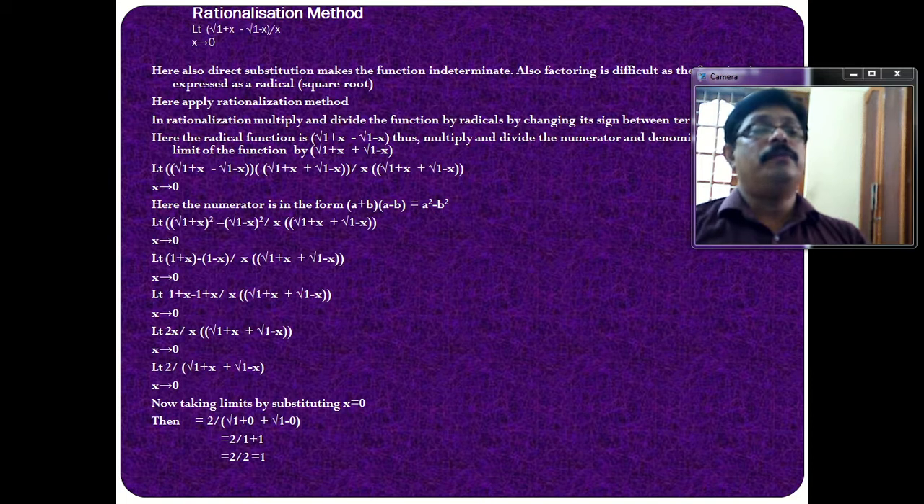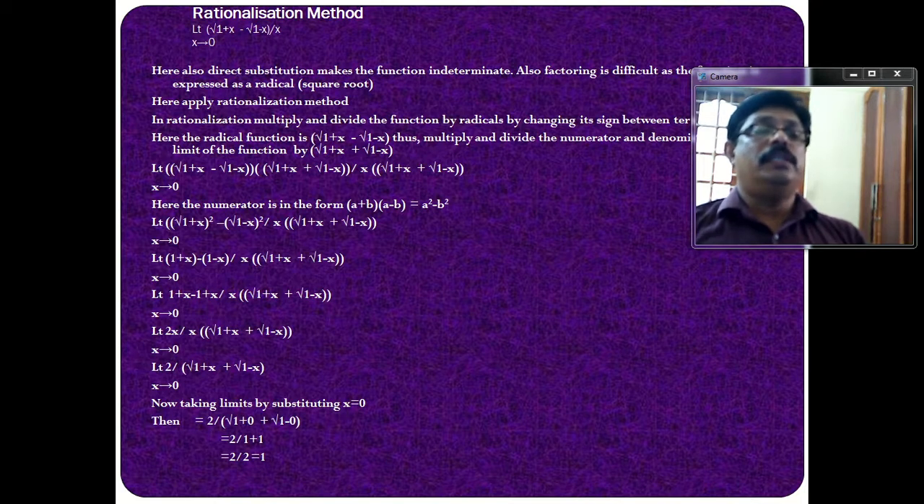Here also x tends to 0. So when you substitute directly the value of x in the denominator, it will become 0. So the function is indeterminate. But at the same time you are not able to factorize the square root function. So here you apply rationalization method.